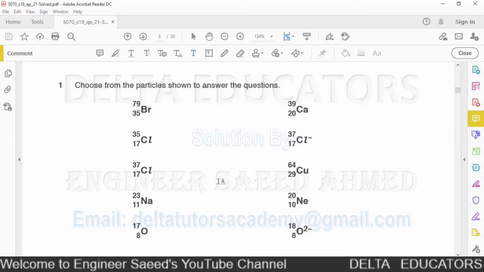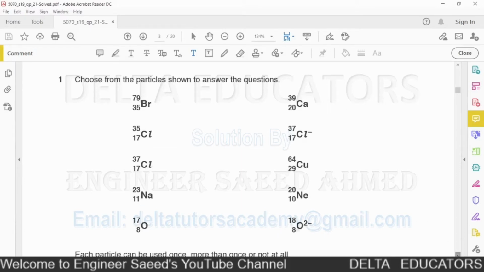Now if we check all the particles, we will get 10 neutrons in neon and in this oxide ion. In neon, the proton number is 10, nucleon number is 20, so number of neutrons will be 20 minus 10, it will be 10. Again in this oxide ion, nucleon number is 18, proton number is 8, so the difference will also be 10. So the number of neutrons will be 10 in neon and also 10 in this oxide ion.